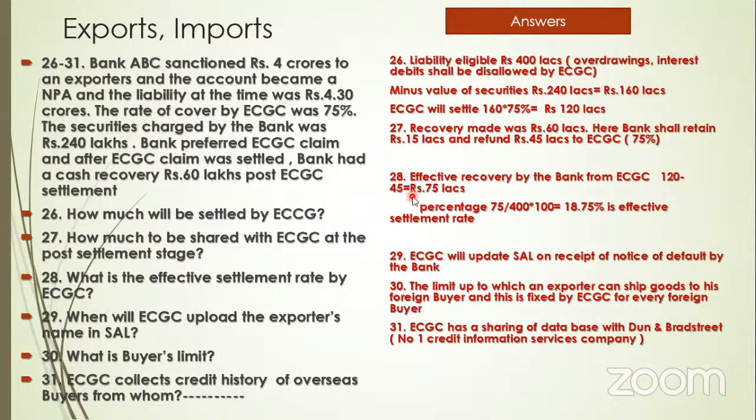It's a beautiful question. Understood or not? Finally, though you have got only 75 lakhs from the ECGC, 75 lakhs versus 400, your effective settlement will be, though they are telling 75%, overall settlement is 18.75% only. This is ECGC. At least to that extent you are recovered. You understood the ECGC?